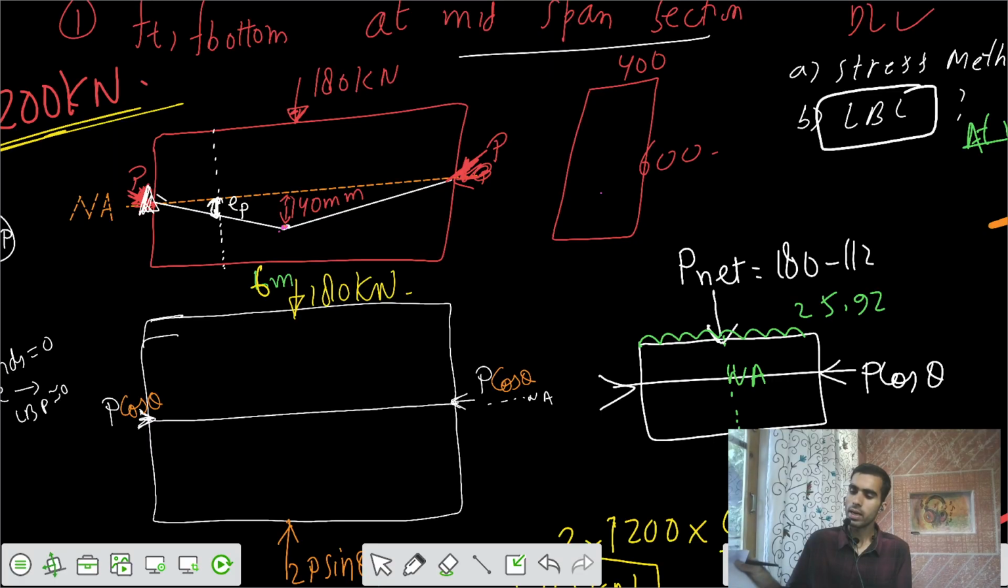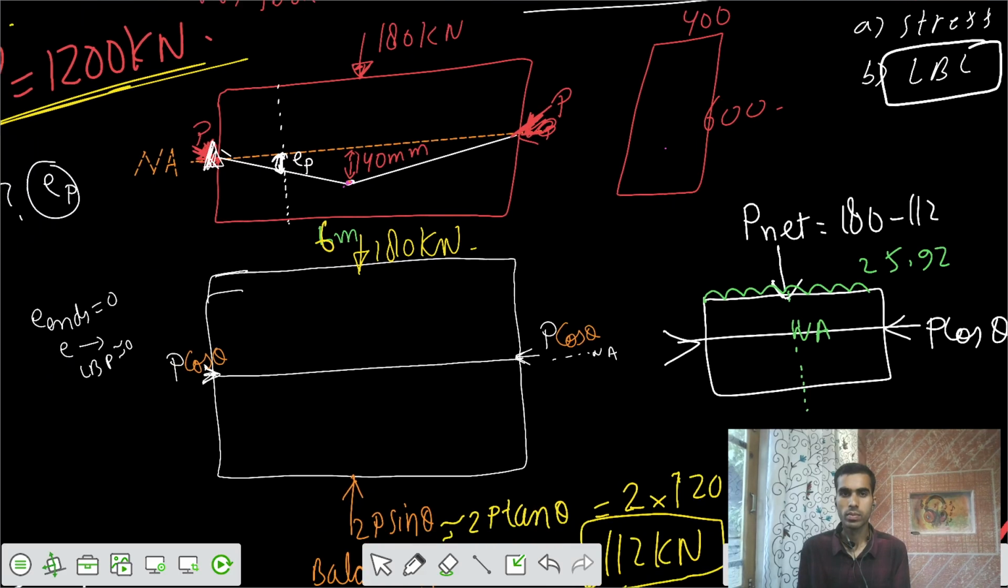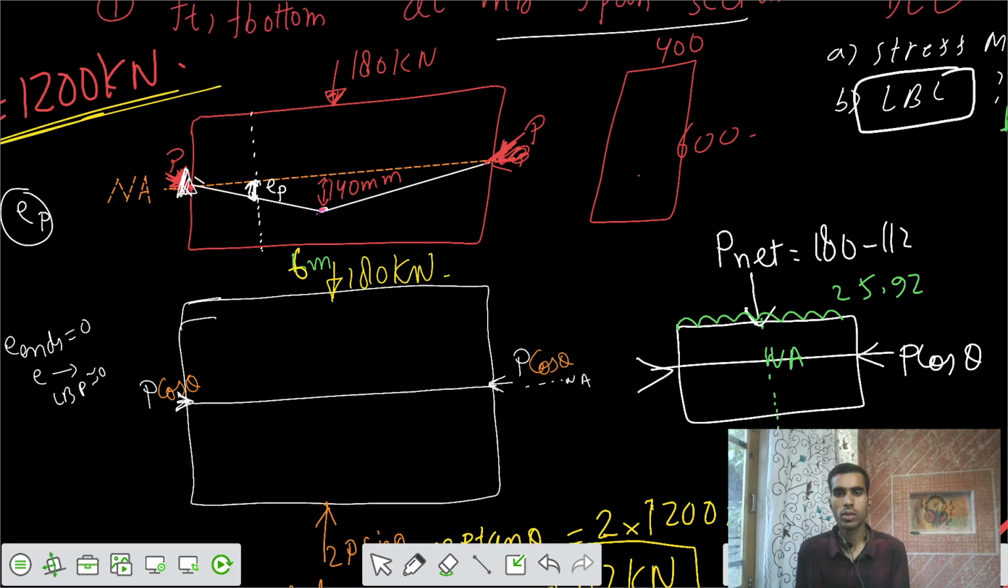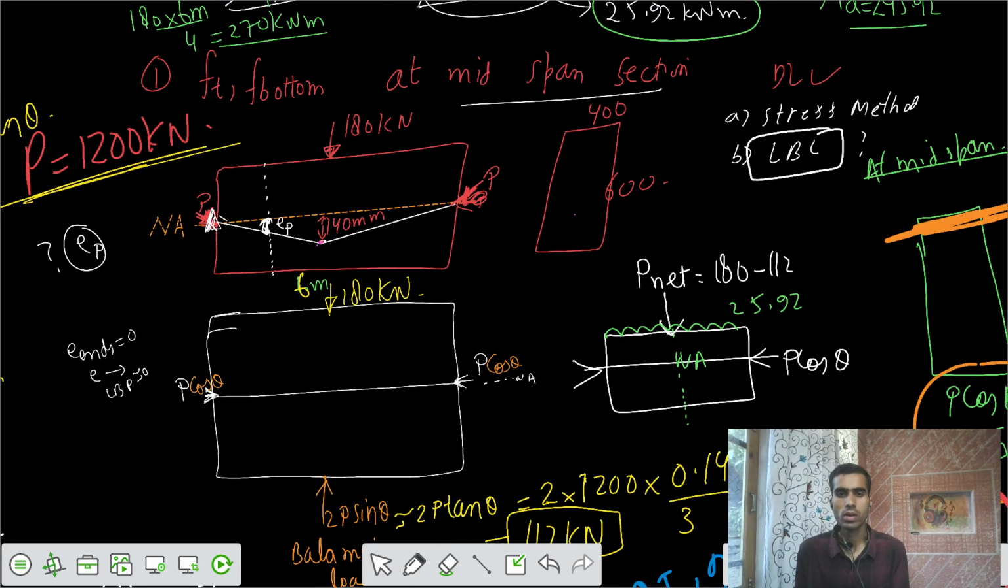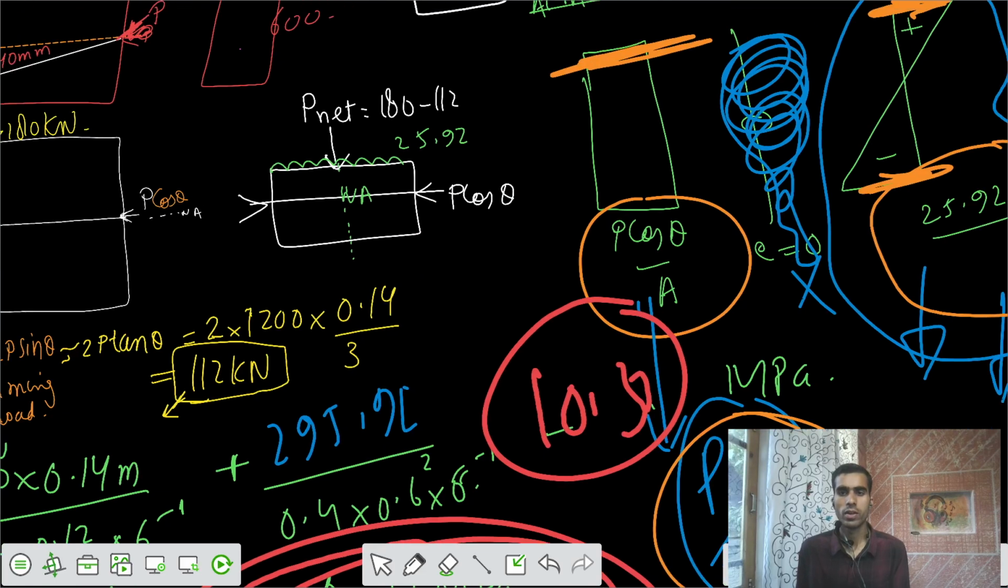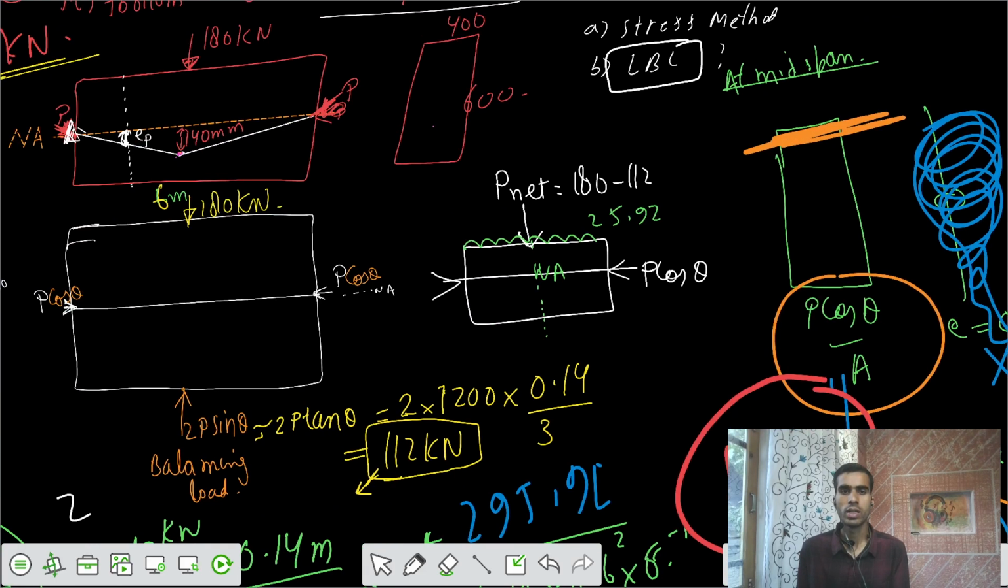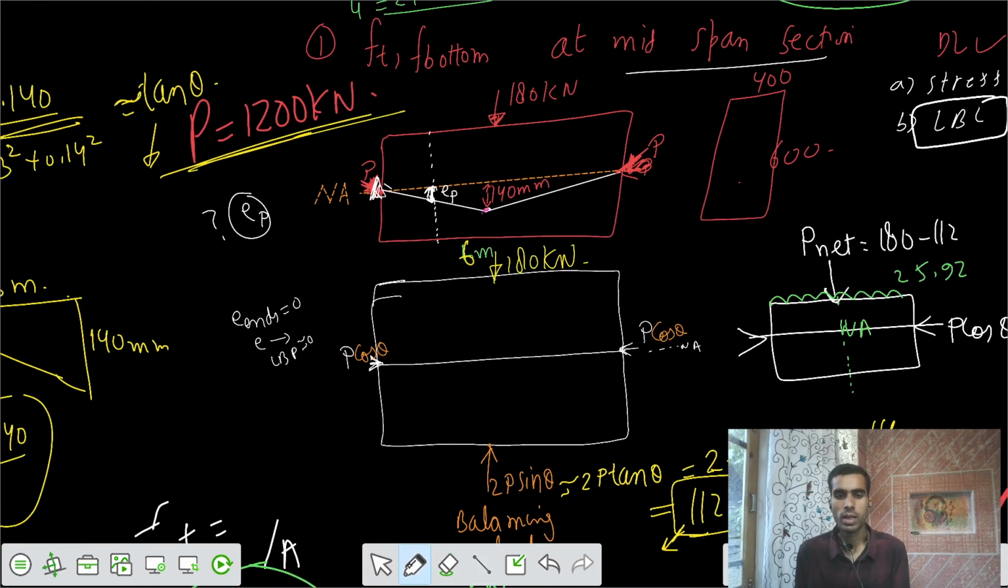Let's solve it by the load balancing concept. Can you tell me the solution? Because we don't want to erase what we have already calculated, let's go by the load balancing concept.